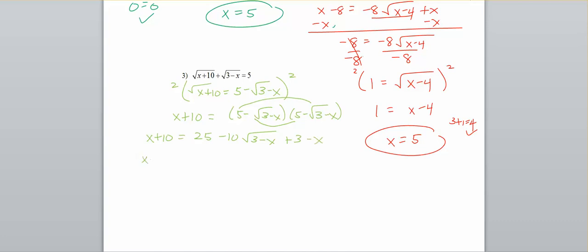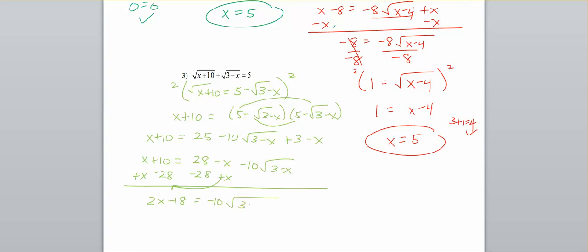I'm going to simplify, leave the left side. Let's simplify the right side. So 25 and 3 is 28. I still have that minus x, and then I have the negative 10 times root 3 minus x. Let's subtract the 28 over, and let's add the x over at the same time. So moving these to the other side of the equation, I would get 2x minus 18 is equal to negative 10 times root 3 minus x.